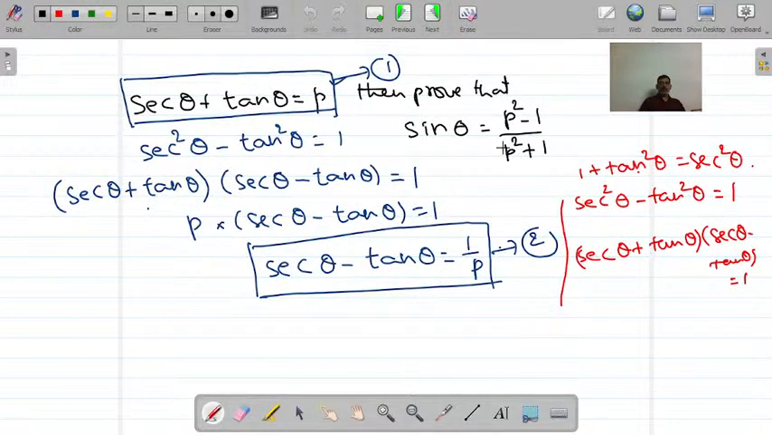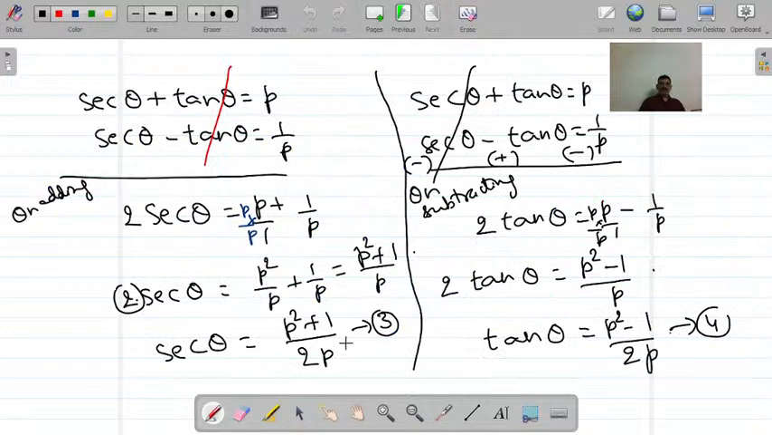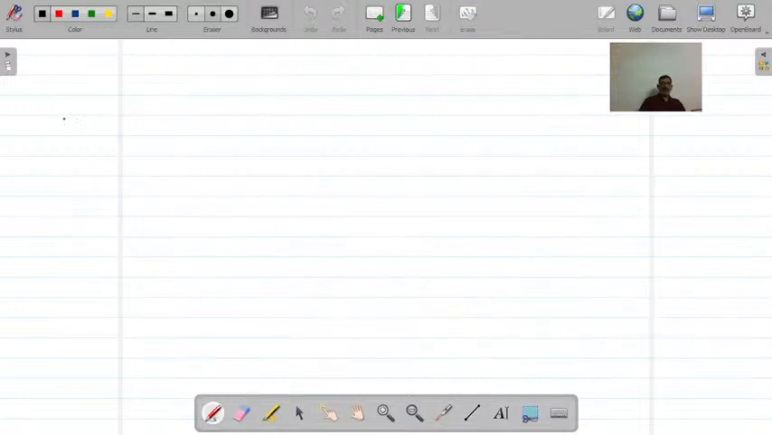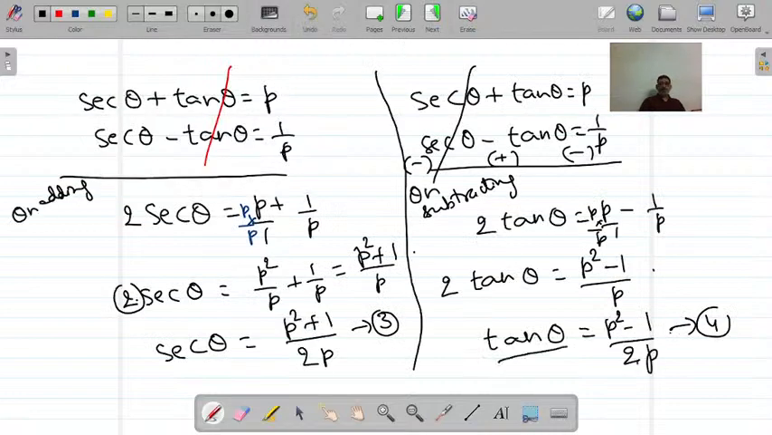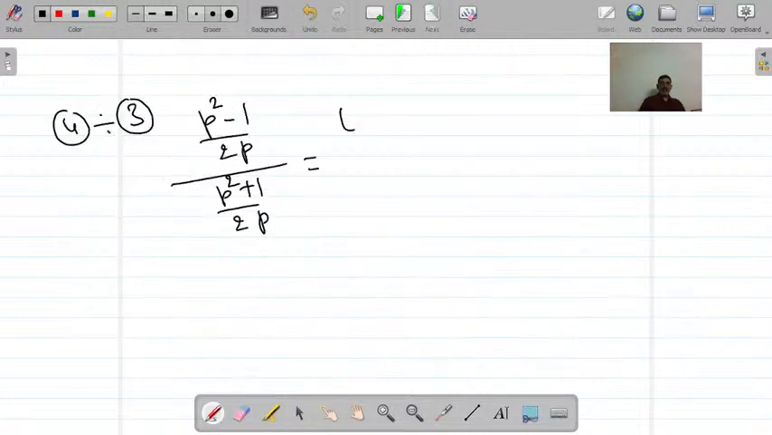What we have to prove, we want p square minus 1 by p square plus 1. So for getting this, simply I will take this. I am going to write it like 4 divided by 3, which means p square minus 1 by 2p by p square plus 1 by 2p equal to, what is p square minus 1 by 2p? Do you remember? P square minus 1 by 2p is tan theta and this is secant theta. So I can say it is tan theta by secant theta.